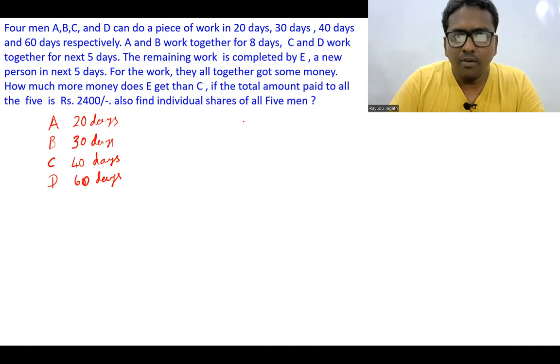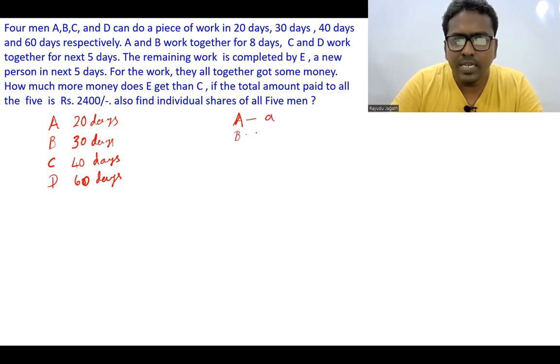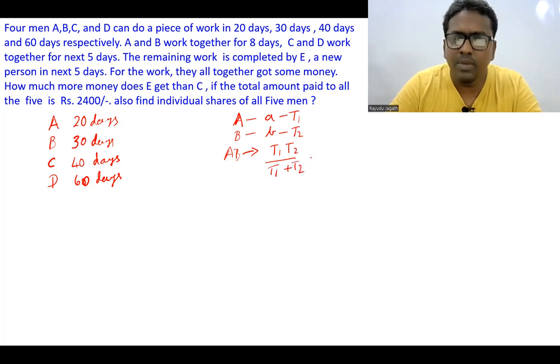Okay, here we have a formula. When A does a work in a days and B does the same work in b days, or in other words, if A does a work in T1 days and B does a work in T2 days, then both A and B can do the same work in T1 T2 by T1 plus T2 days. This is a formula. This is obtained by using the per unit method only.